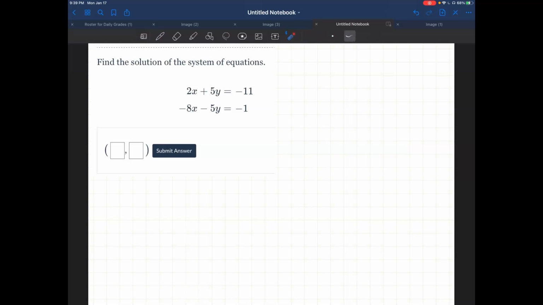You can either just take this and add it to the top one, kind of like a problem like 1 plus 2 equals 3. Just add them up. So 2 plus negative 8 is negative 6x. And then you have 5y minus 5y is 0y. And you have negative 11 plus negative 1 is negative 12. So I'm just going to rewrite this problem so we have a little bit neater example on the line of space here.